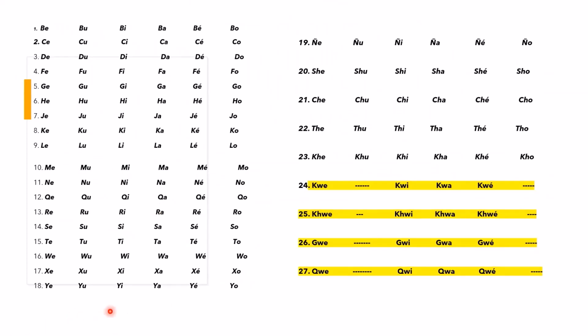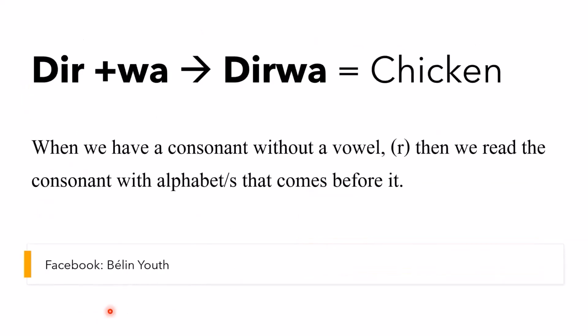Now that we know how they are pronounced, I think we can make words. Here we have a word that is di, ru, wa, and together it becomes dir-wa. So I have a little confession to make.